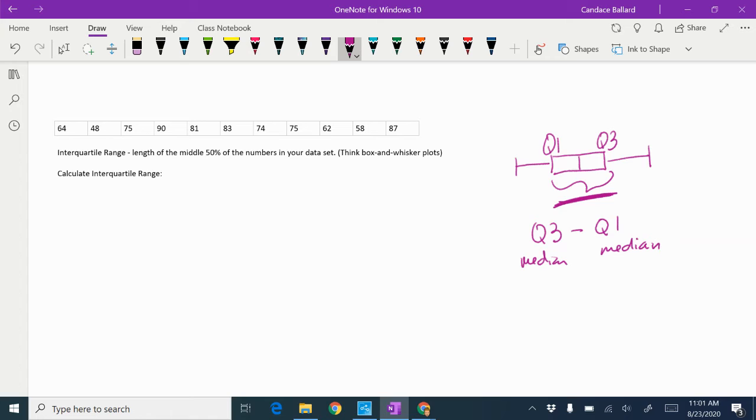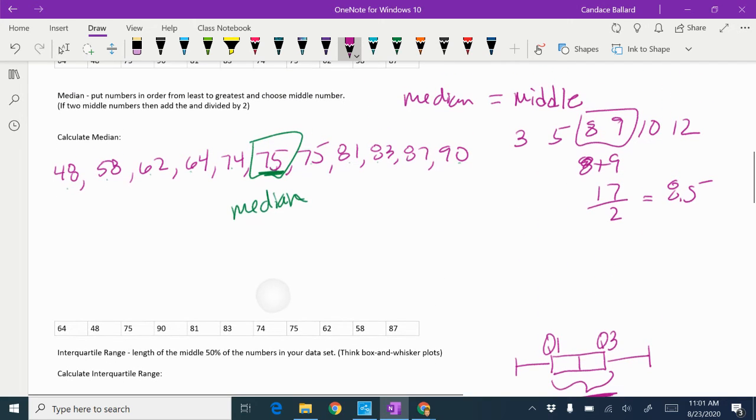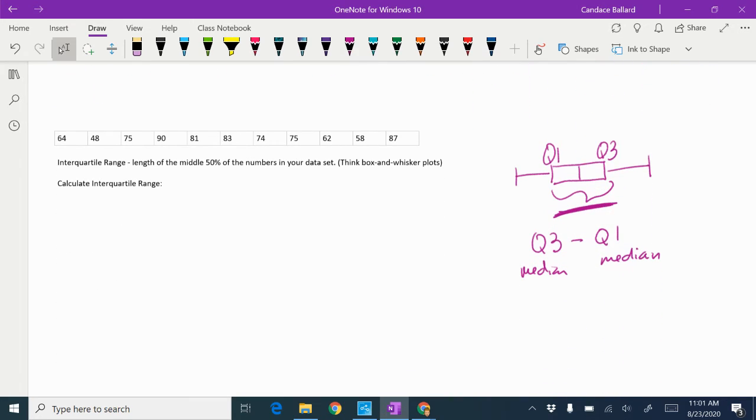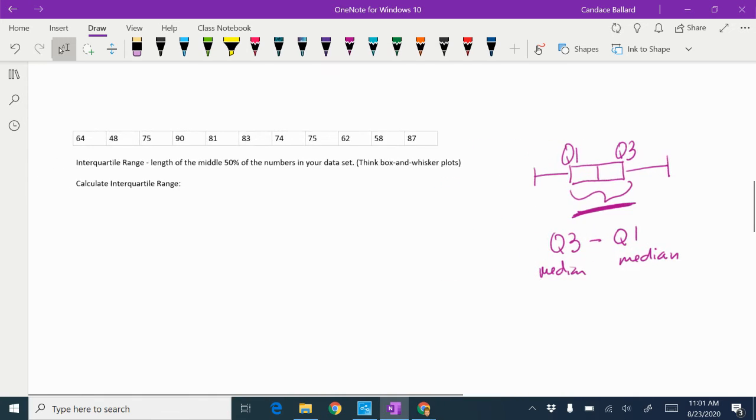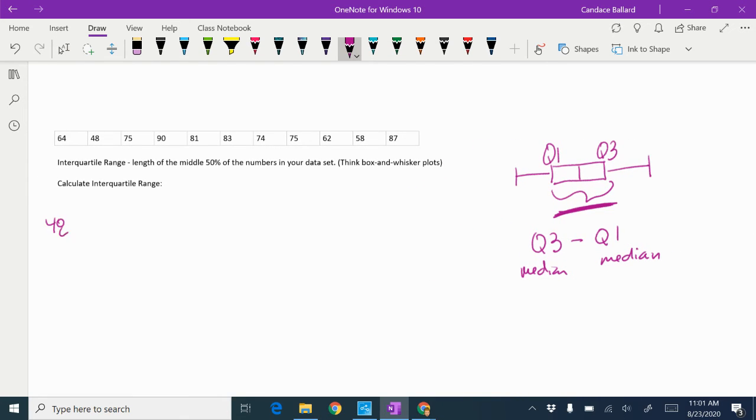So that's the calculation that you have to do. So again, we've got to put our numbers in order. We actually did this in the last problem, so I'm just going to write down my numbers from the last problem. You don't have to necessarily rewrite that when you're doing your calculation. That's why you always want to calculate your median first. So I'm just going to really quick write them down. I'm not going to do the checkoffs again.